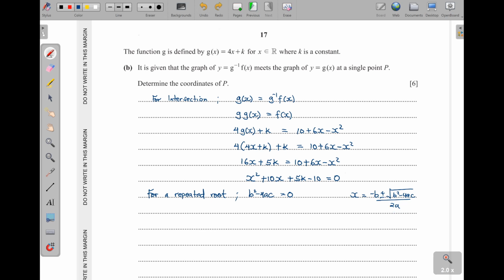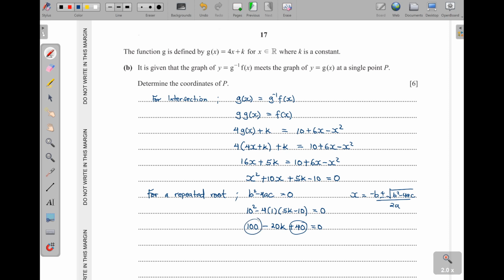You see that? I'm supposed to solve this equation as a quadratic, but then it is a single point that we are getting out. So meaning this one has to be equal to what? 0. So I get my b, which is 10, then minus 4, then our a is 1, and then our c is 5k minus 10, which is going to be equal to 0. Now, when we open this, of course, will be 100, then minus 4 times 5, that will be 20k, and then negative 4 times negative 10, that will be positive 40, which is equal to 0.